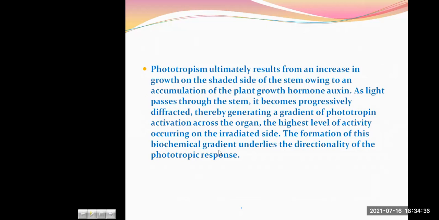Formation of this biochemical gradient, that is, on one side there is more activation of phototropin, on the other side there is lesser activation of phototropin. This underlines the directionality of the phototropic response. That is why the plants respond towards light.